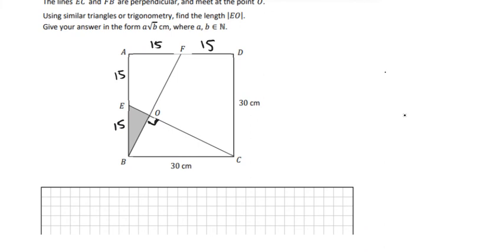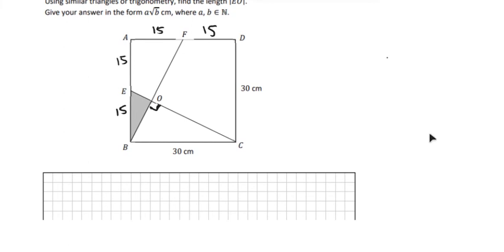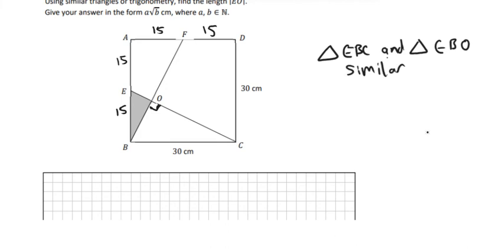So we're going to show that two of the triangles are similar. We're going to use the triangle here, EBC, and the little one here, EBO. So those are similar, and we have to show why they're similar. We have to show that each angle corresponds to an equal angle.